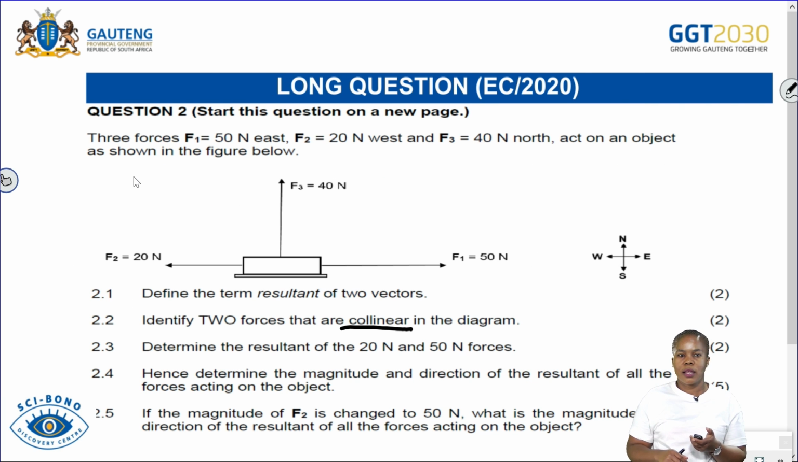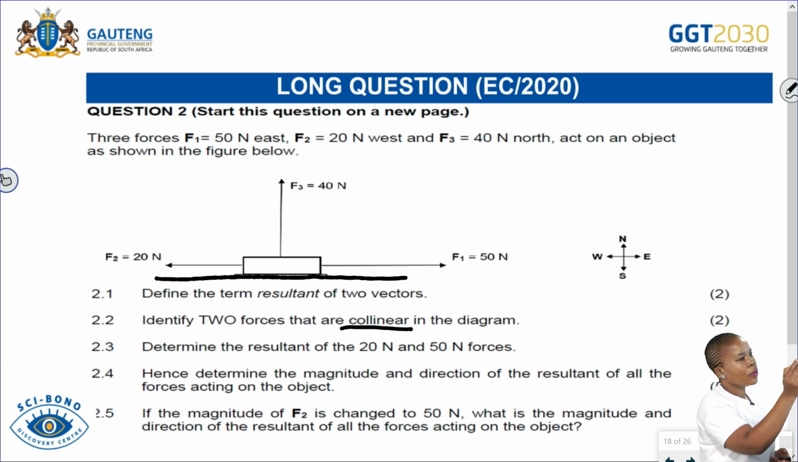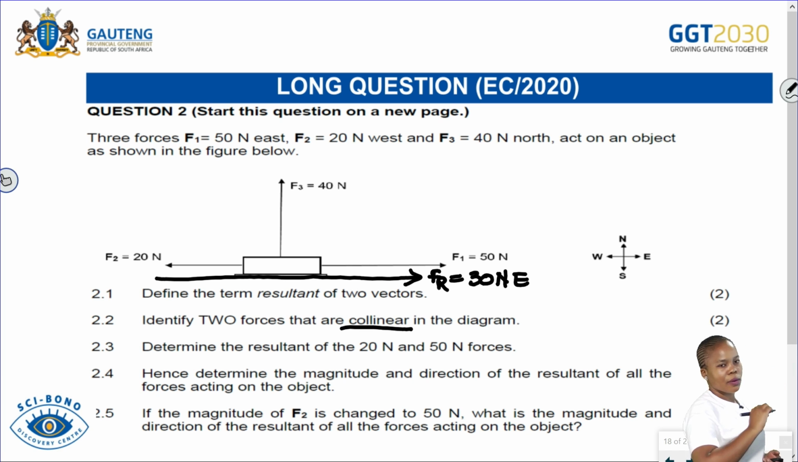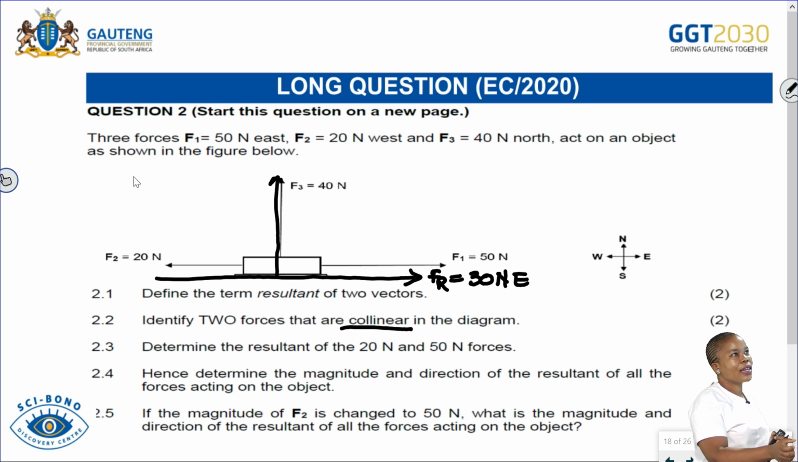Let's find a nice space over here. This part we found as our FR, which is 30 newtons to the east. We're going to combine it with this one. Remember, this one is going to be our Y, so that we are able to find FR.